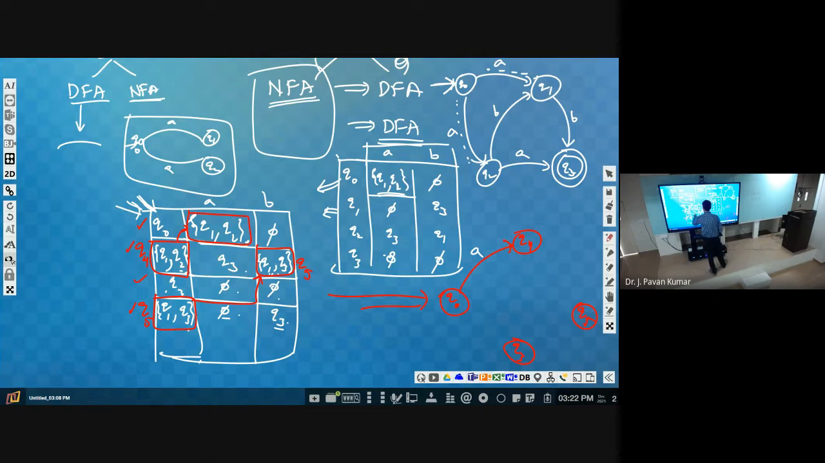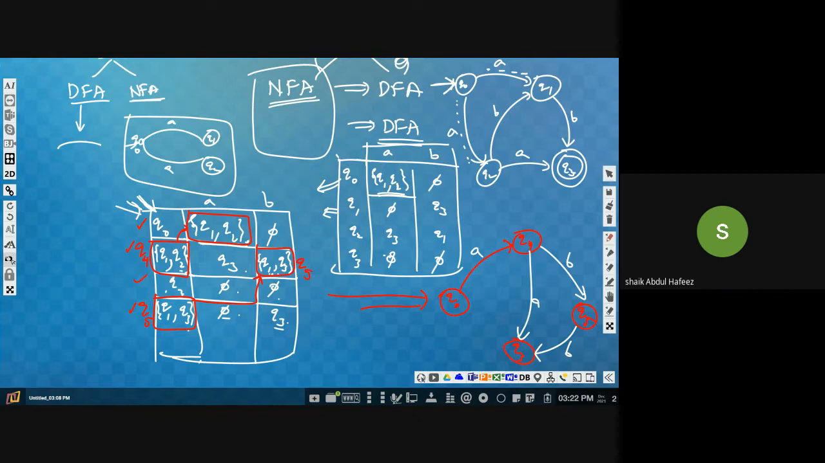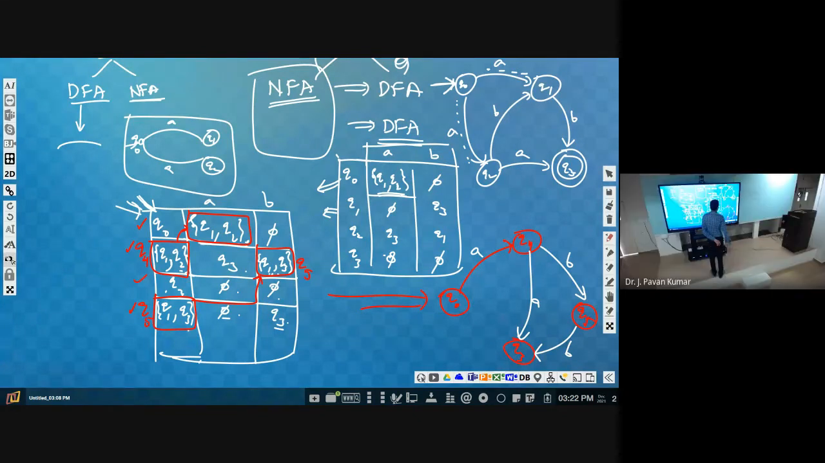Next, q4 on A is q3. Next, q4 on B is q5, so it is B. Next, q3 on A empty, q3 on B empty. Next, q5 on A empty, q5 on B is q3. Now, is this DFA or NFA? DFA, sir. It is DFA. So this particular NFA we have converted to the equivalent DFA.